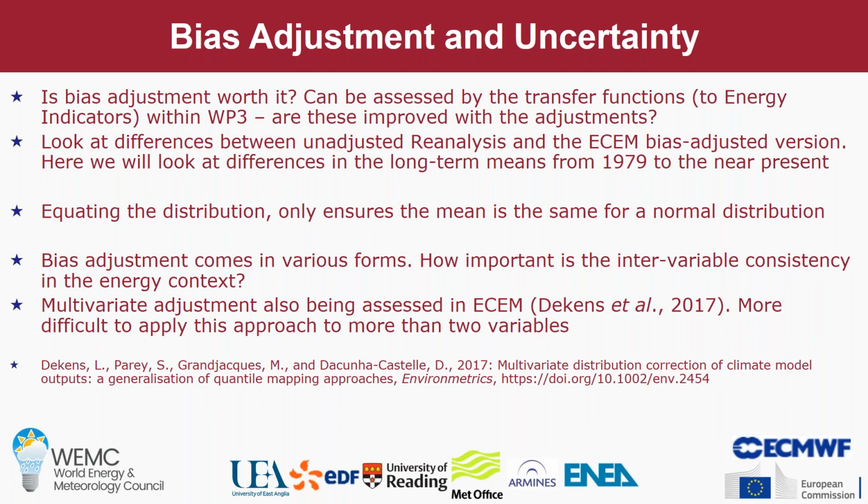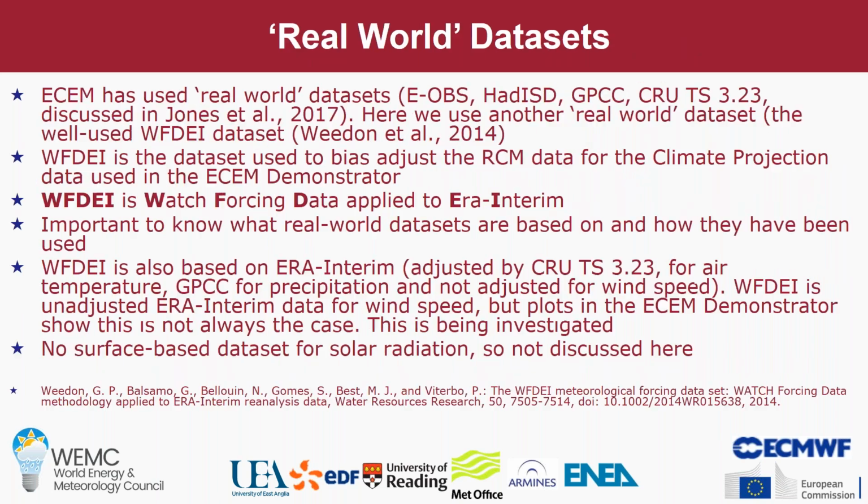Well, in the project, we've looked at this, and we've got one paper here which looks at multivariate bias adjustments. Generally, this is quite difficult to do for more than 2 variables. So even if you wanted to bias adjust 3, it would be quite difficult, and it's quite complex. And so at this stage, we've just done independent bias adjustment, independent for each variable. So there's no dependence between temperature and rainfall, or wind speed and solar radiation.